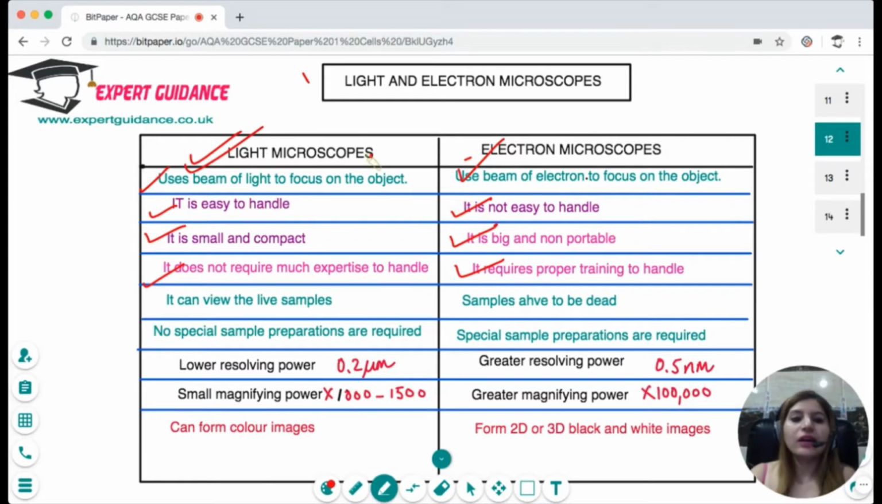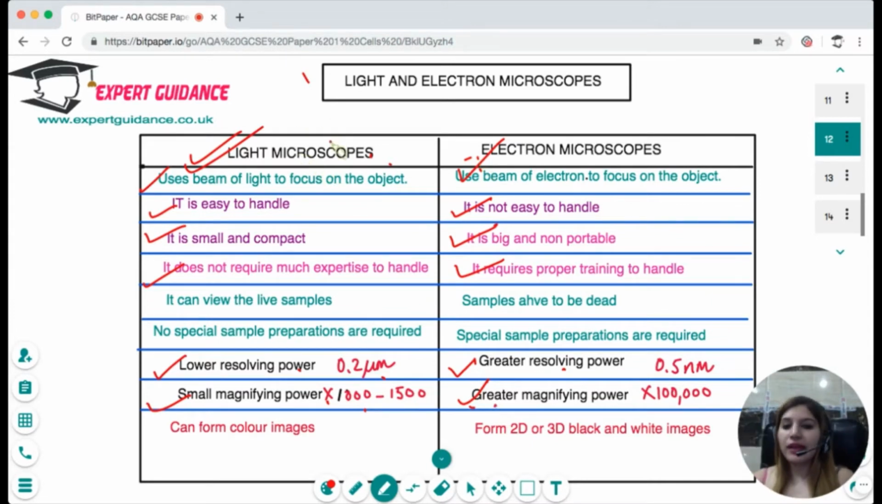Now, when we use a light microscope, we cannot see the finer subcellular details because the light microscope has a very low resolving and magnifying power. The resolving power is 0.2 micrometer and the magnifying power is just between 1000 and 1500. Whereas the electron microscope has a greater resolving power of around 0.5 nanometer and a magnifying power of around 100,000 times. So it is the electron microscope that has enabled us to see proper subcellular structures like mitochondria, ribosomes, and chloroplasts.